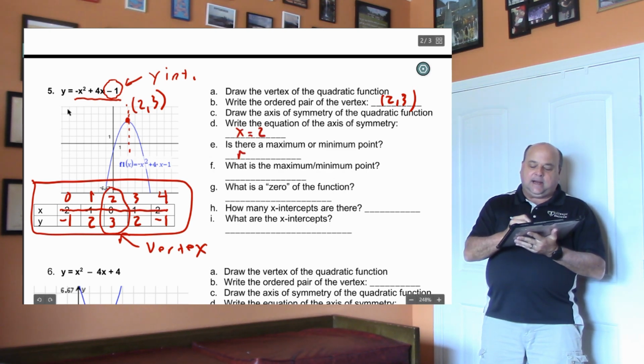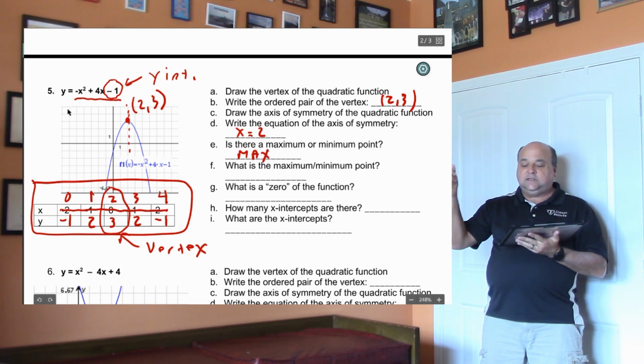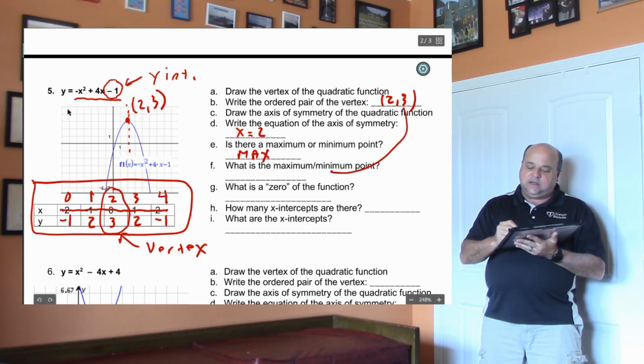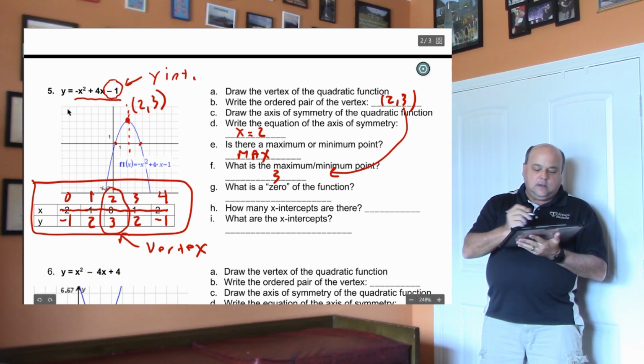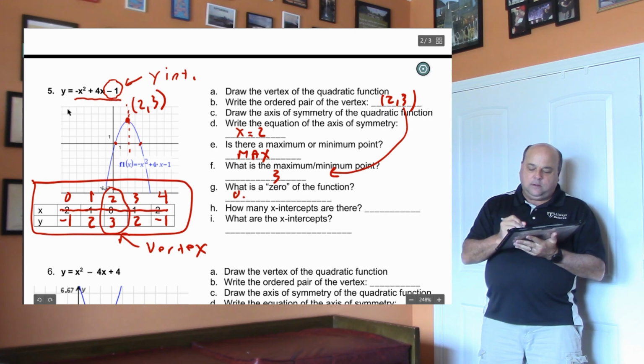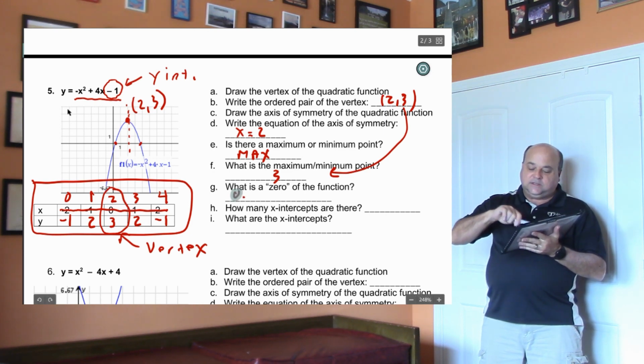Is there a max or a minimum point? There is a max, right? What is the max or minimum point? It's this number right here. It's 3 in it. What is a zero of the function? Let's just say 0.5. Or, I'm sorry. What is the zero of the function? Write down x-intercept.